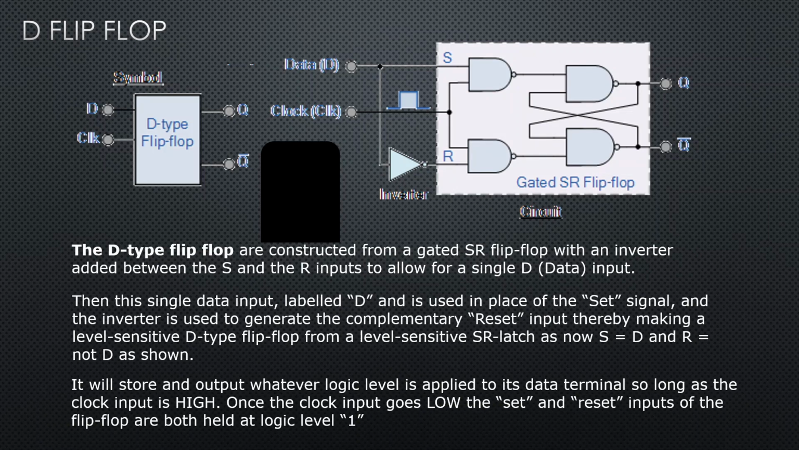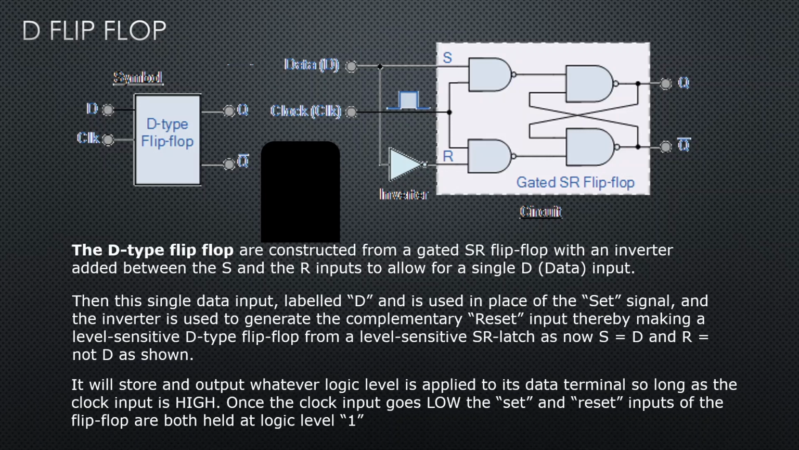In this flip-flop we can see D flip-flops are constructed from a gated SR flip-flop with an inverter added between S and R inputs to allow for a single D input. Then the single data input is labeled D and is used in the place of the set signal, and the inverter is used to generate the complementary reset input, thereby making a level sensitive D type flip-flop from a level sensitive SR latch, as now S equal to D and R not equal to D as shown.